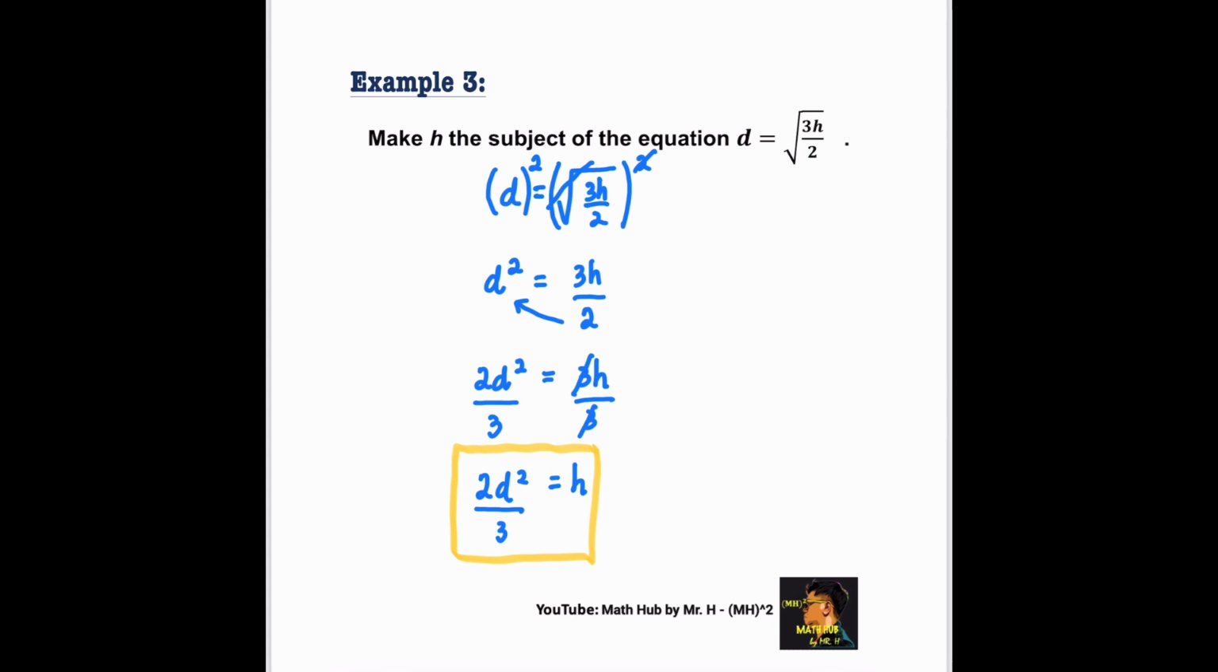All right, did you get the correct answer for this question? Let me know by leaving a comment down below. All right, so let's head on to our last example.